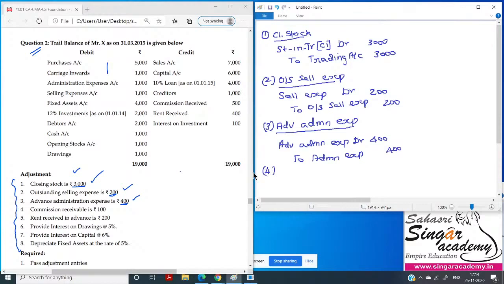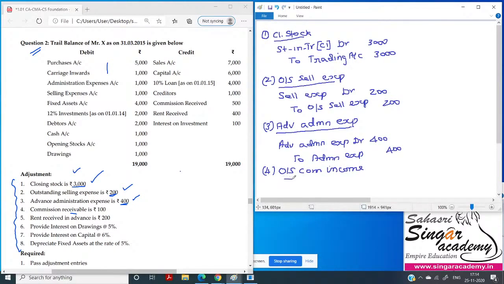Fourth entry, commission receivable, is nothing but outstanding, the amount recoverable. So outstanding commission receivable, simply outstanding commission income. Is it okay?